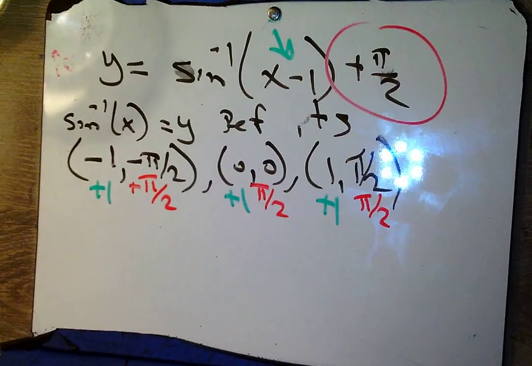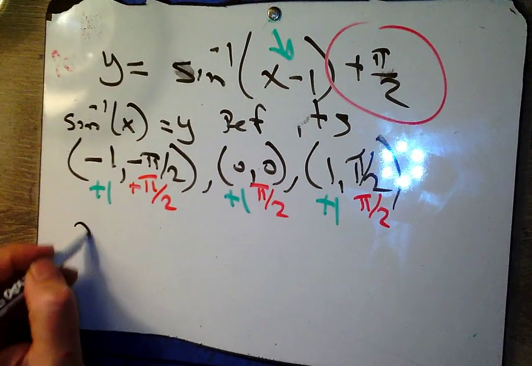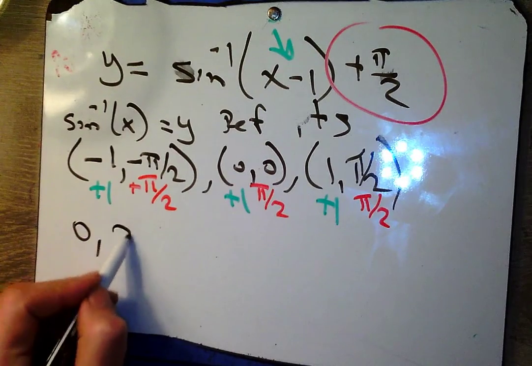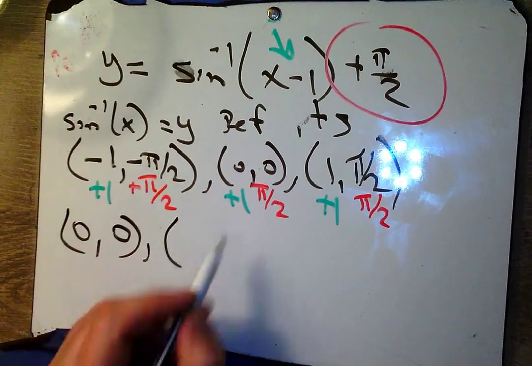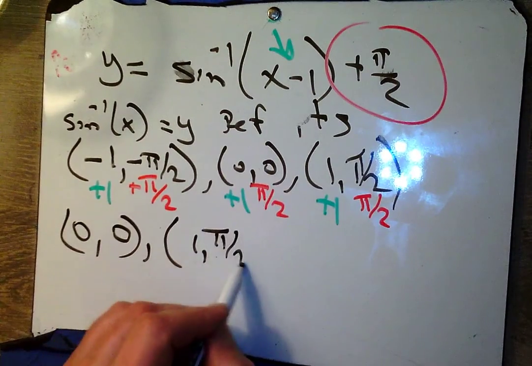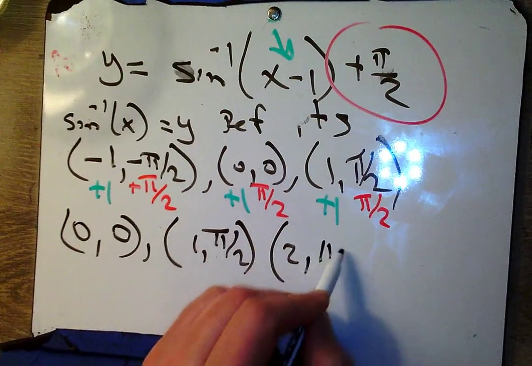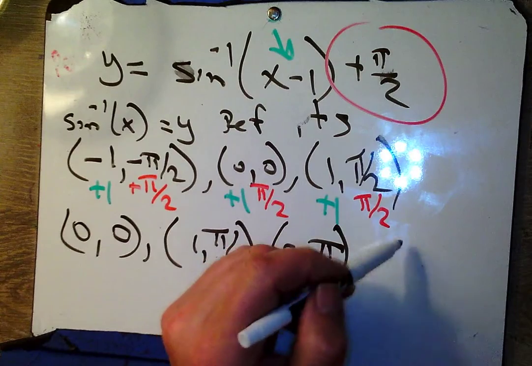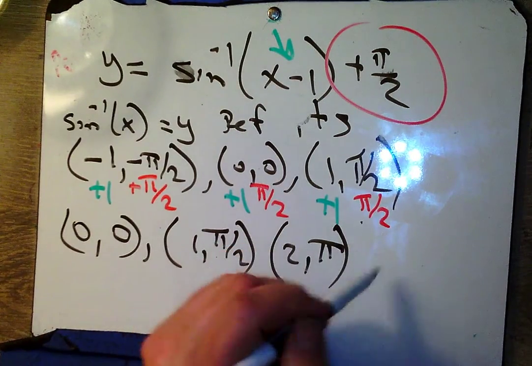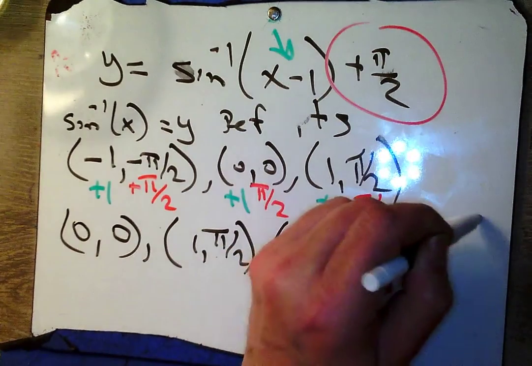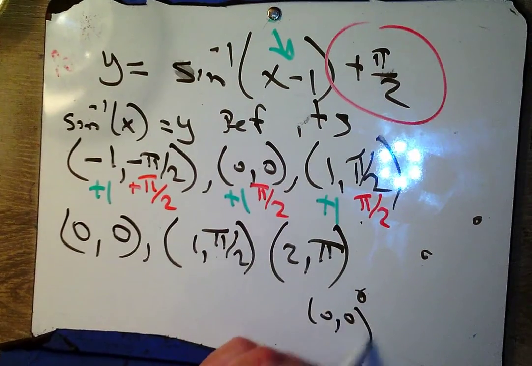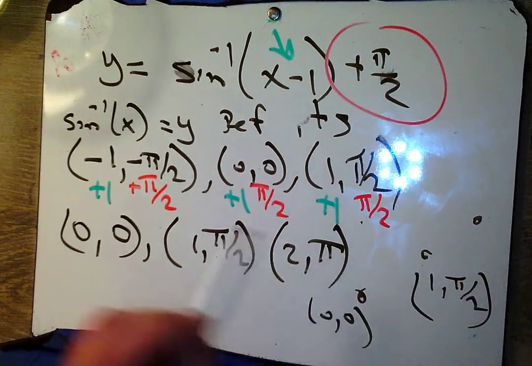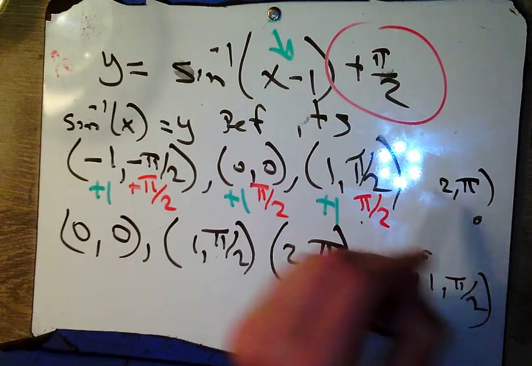So what points am I going to have? Well, negative 1 plus 1 is 0. Pi over 2 plus negative pi over 2 is 0. We've got (1, pi over 2) and (2, pi). These are our 3 points. Okay, so this is (0, 0). This is (1, pi over 2). And this is (2, pi).